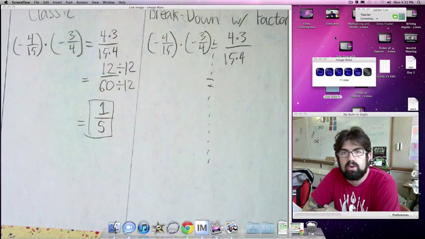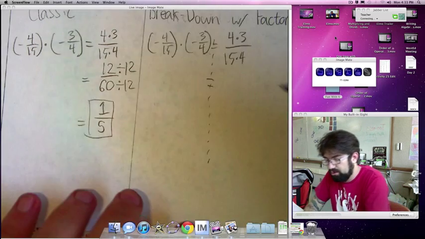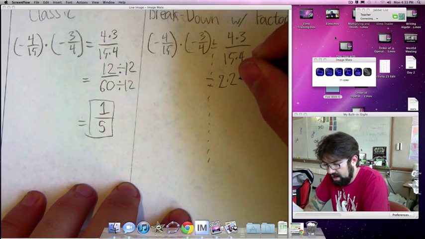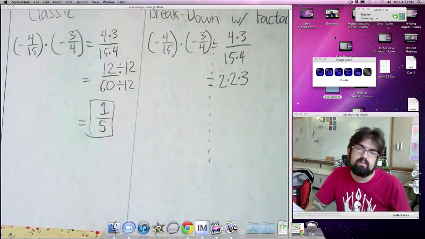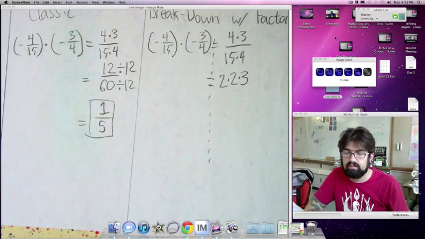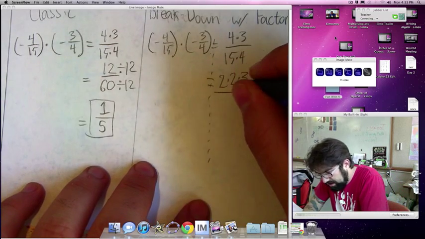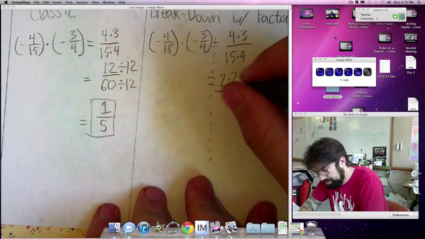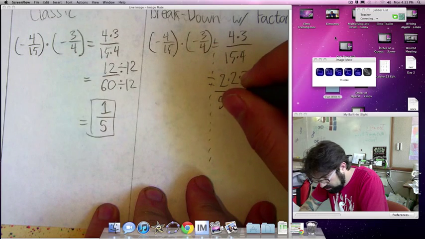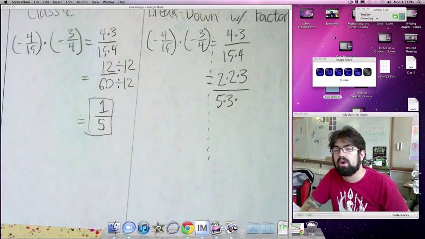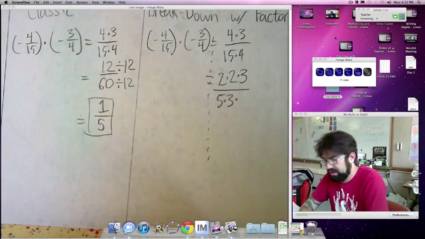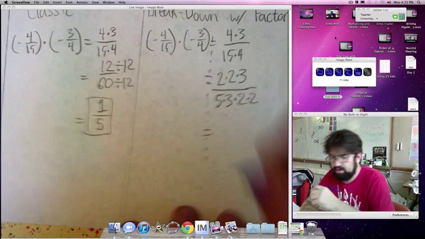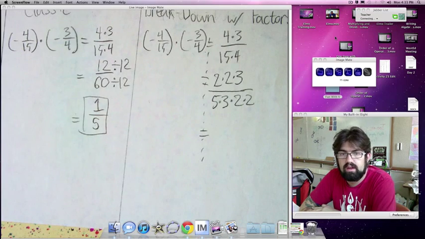Well, what times what equals 4? I know 4 is equal to 2 times 2, and then that 3 is prime, so I'm going to leave that alone. Divided by 15, which is 5 times 3, and 4 is 2 times 2 again. Now that's kind of chaotic.